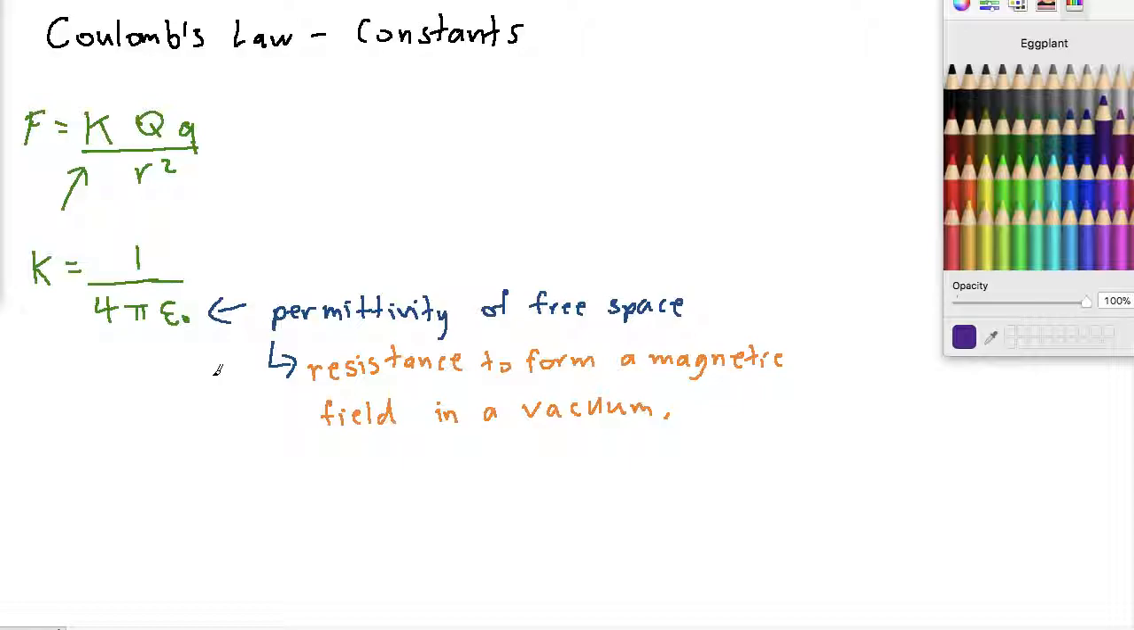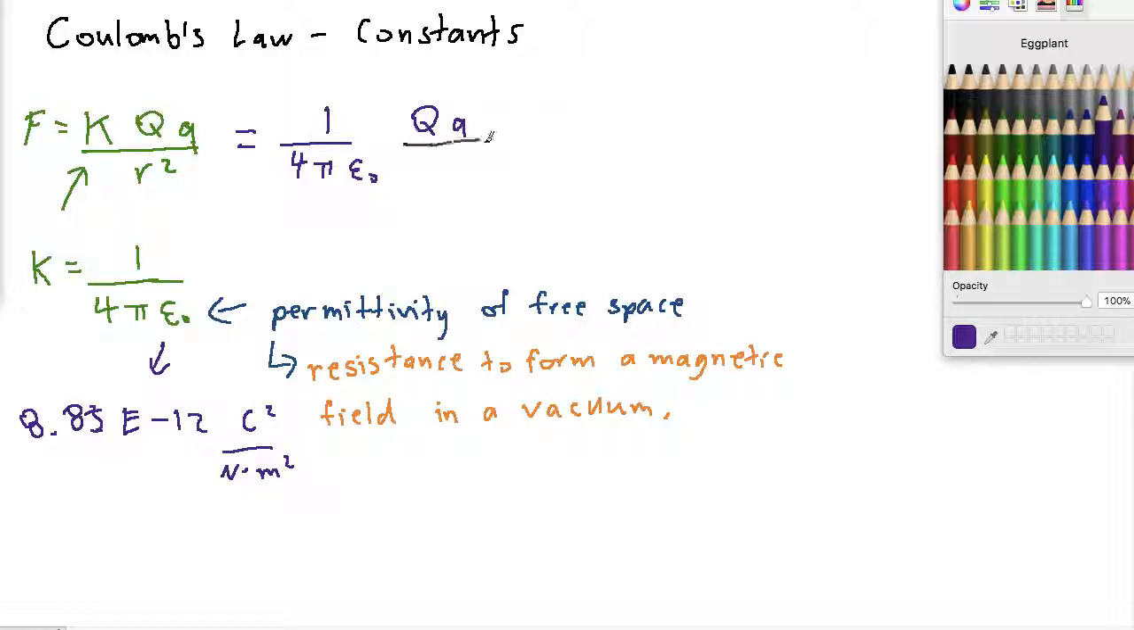So based on that, epsilon is given the value of 8.85 times 10 to the negative 12 coulombs squared over newtons times meter squared. All right, so now you can go back and forth between the formulas. If we plug in K into our force formula, we'll find that it's 1 over 4 pi epsilon times charge 1, charge 2, over the distance between the charges squared.